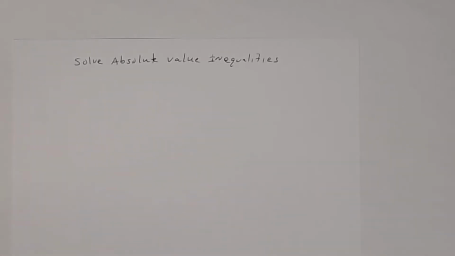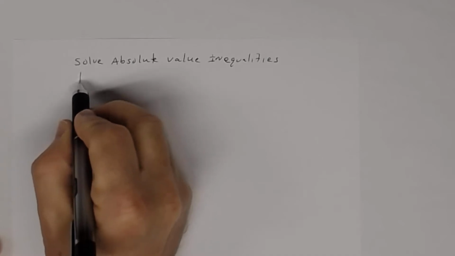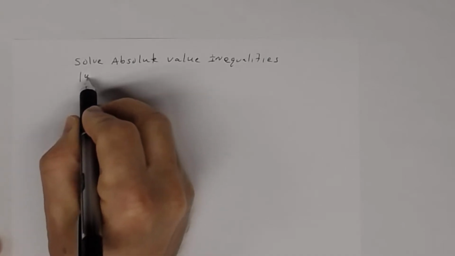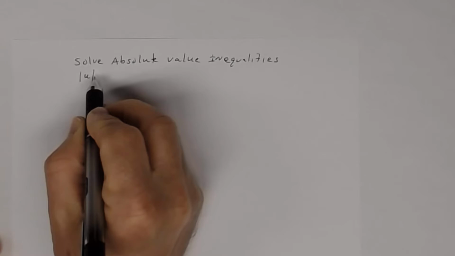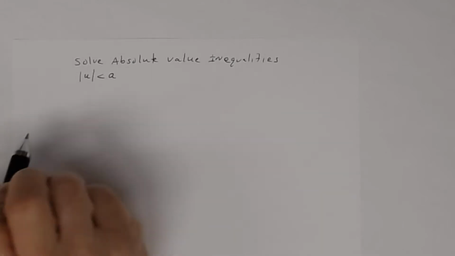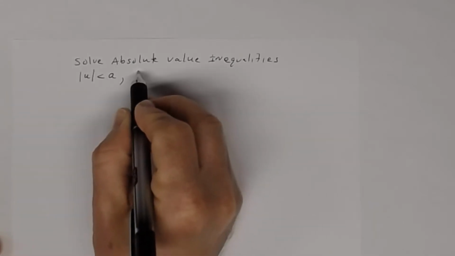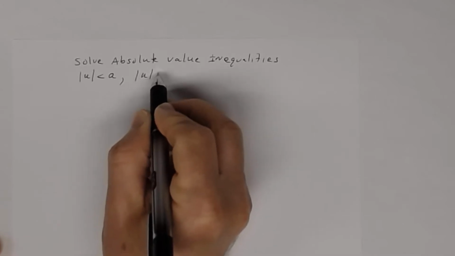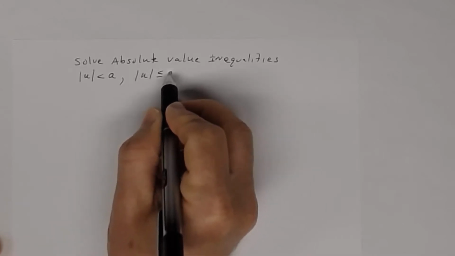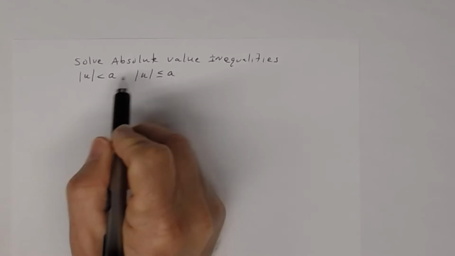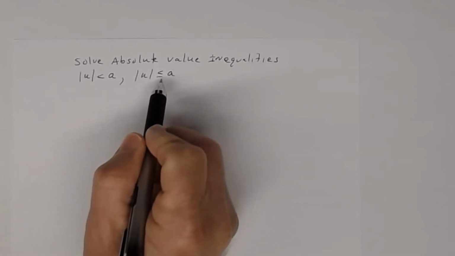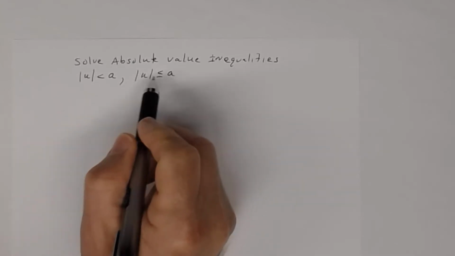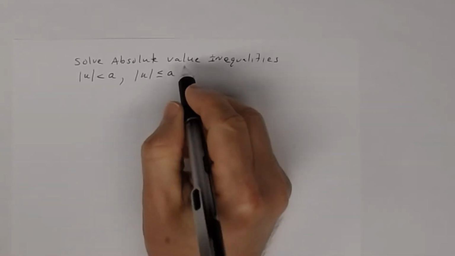In this lesson, we're going to look at solving absolute value inequalities. And the inequalities in these examples will look like this. So we're going to have the absolute value of some algebraic expression. It will be less than a number. Or you could see the absolute value of some expression will be less than or equal to a number. So you're going to have less than, with or without an equal sign.